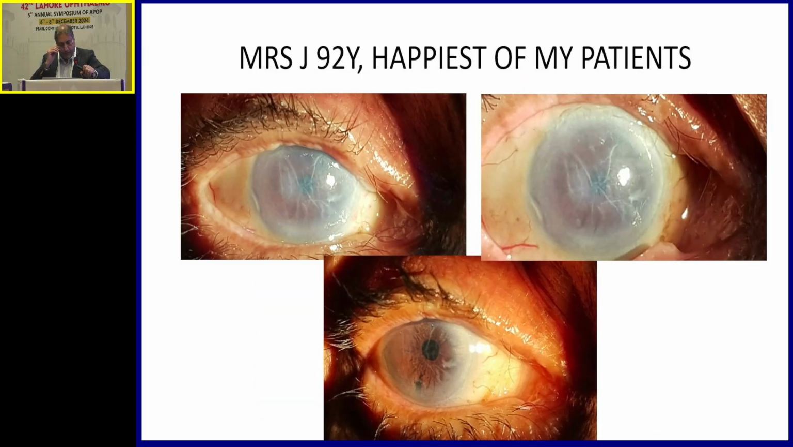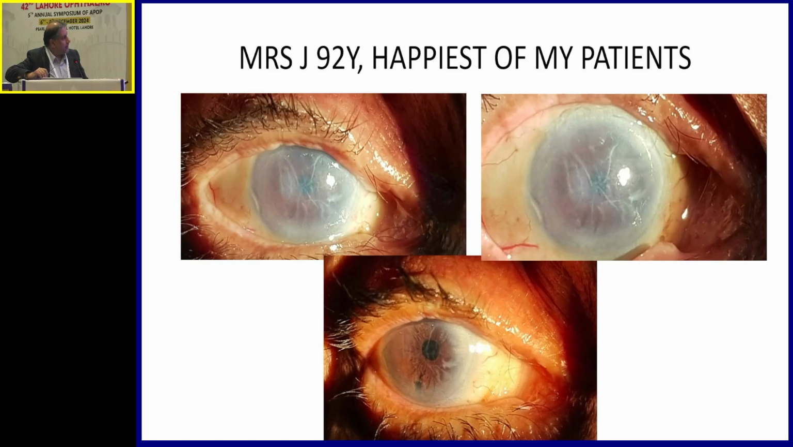So, over the 9 years since I started performing my DMEK cases, this 92 years old lady is one of the happiest of my patients. When I started my presentation, I said that the ideal patient should have no scarring or minimal scarring on the cornea. But look at this.